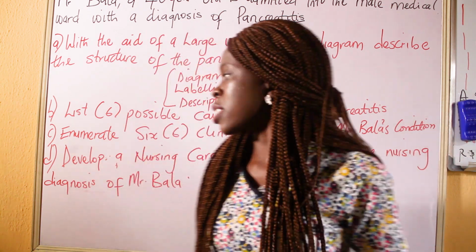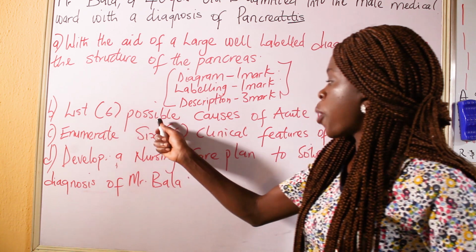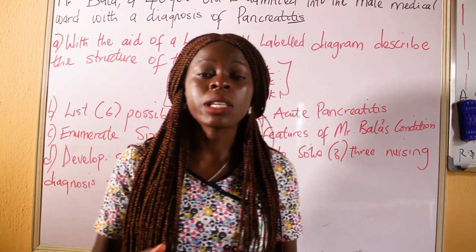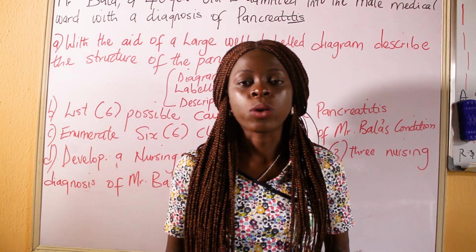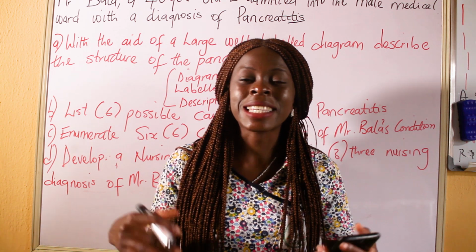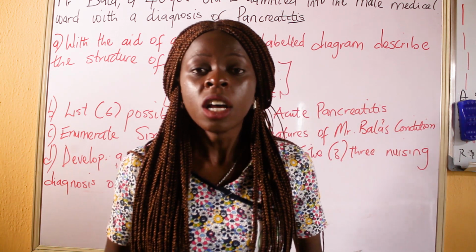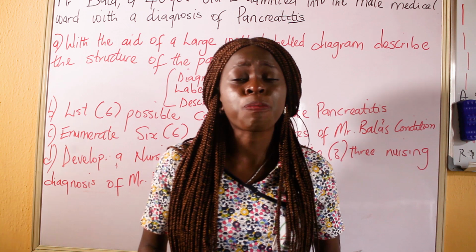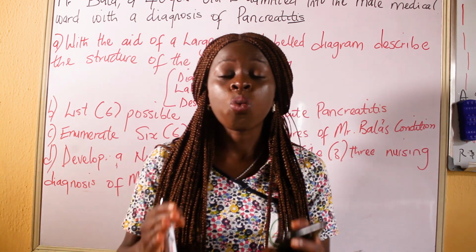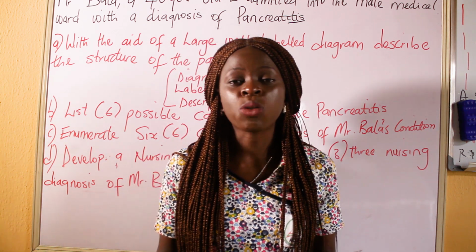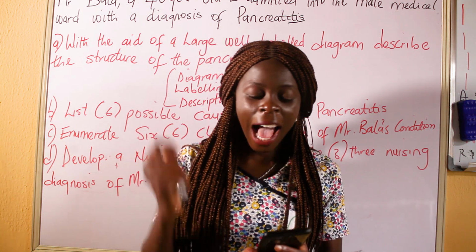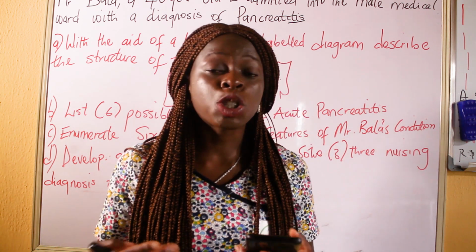Then the other question says, list 6 possible causes of acute pancreatitis. In terms of pancreatitis, one of the major causes is excessive alcohol consumption. For the alcoholics in the house, please try to reduce your alcohol consumption, because one of the major causes of acute pancreatitis is excessive alcohol consumption. Then biliary tract disease.